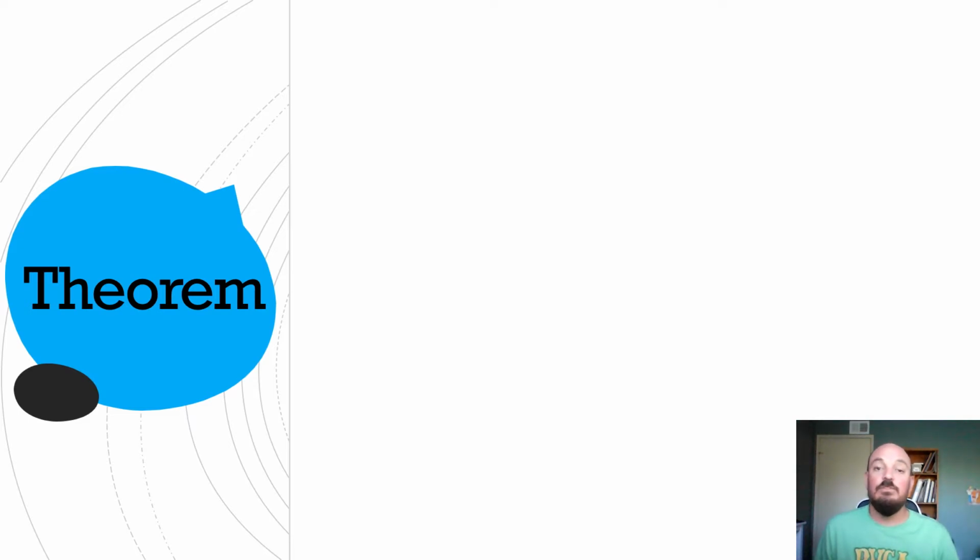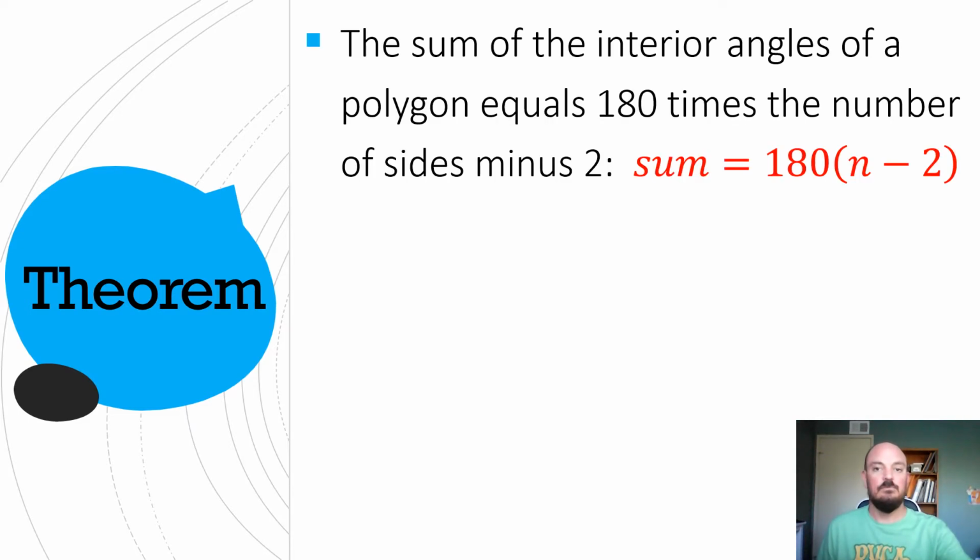And that's going to lead us into our first theorem for today. Our theorem is about finding out the total number of degrees, or the sum of all of the interior angles of a polygon. And you can always find that number by doing 180 times 2 less than however many sides there are. Or as a formula, it's 180 times (n minus 2), where n is the number of sides in the polygon.